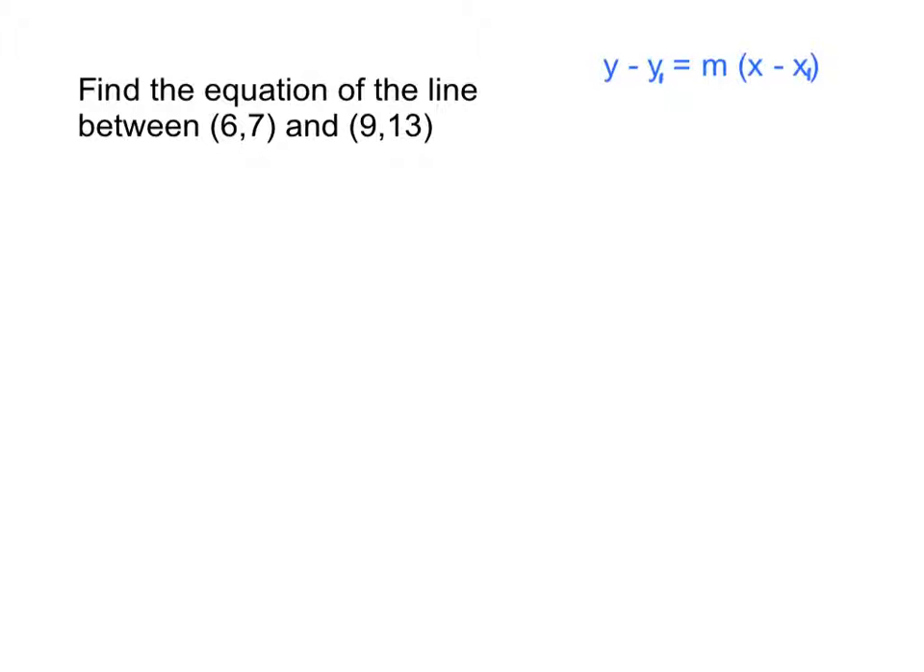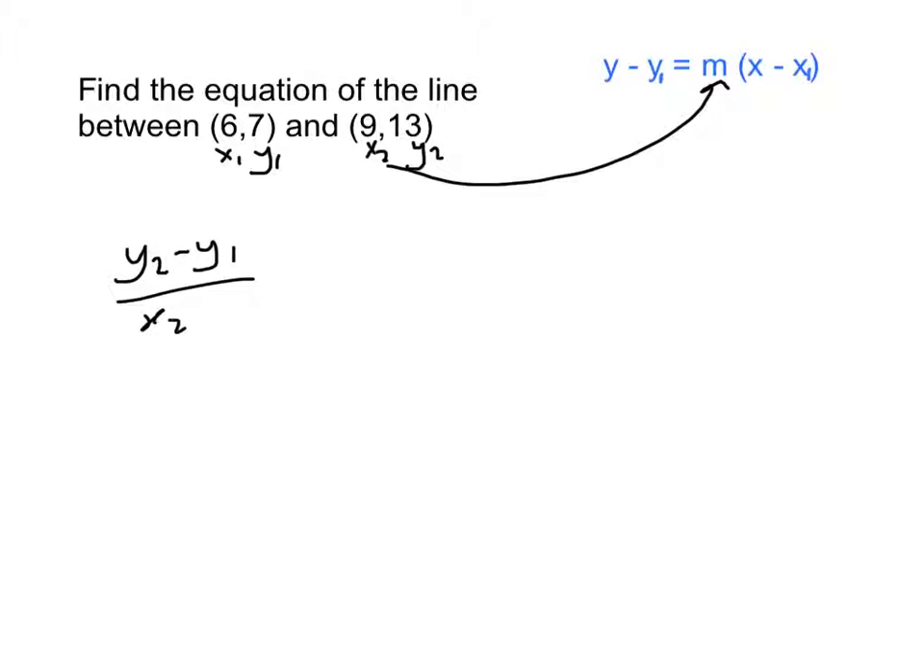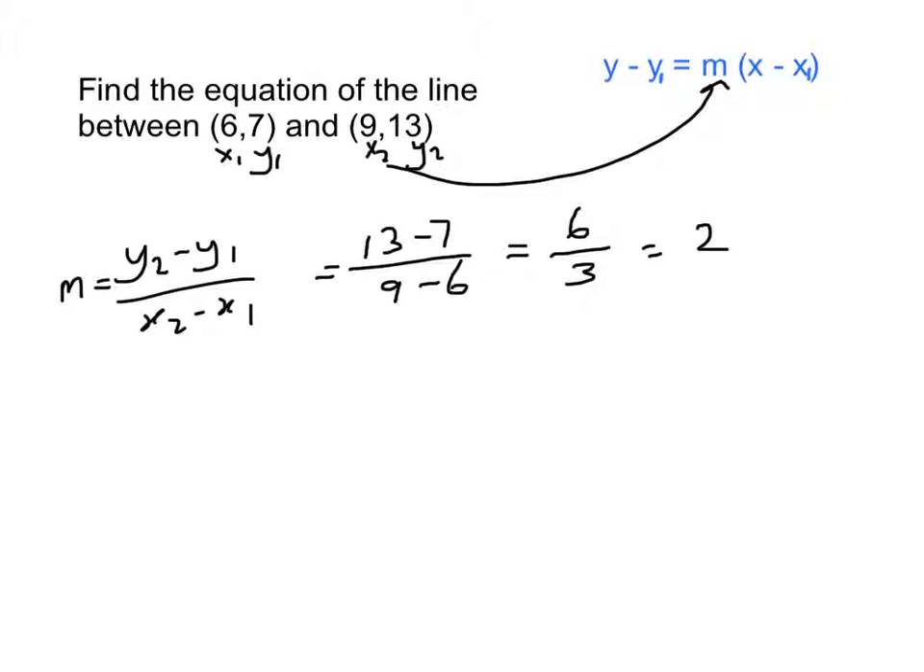Okay, then. Find the equation of the line between these 2 points. When we have 2 points, we have to first of all find what's our gradient. Now you've done this previously. If this is x1, y1 and x2, y2, my gradient, remember, is y2 minus y1 over x2 minus x1. So my gradient is going to be 13 minus 7 over 9 minus 6, which equals 6 over 3, which is the same as 2.